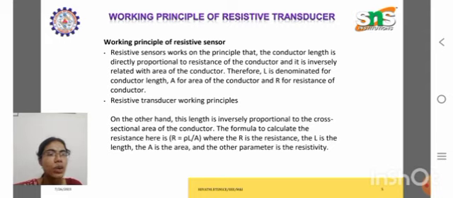Resistive transducer working principle. On the other hand, the resistance is inversely proportional to the cross-sectional area of the conductor. The formula to calculate the resistance is R equals rho L by A, where R is the resistance, L is the length, A is the area, and rho is the resistivity.